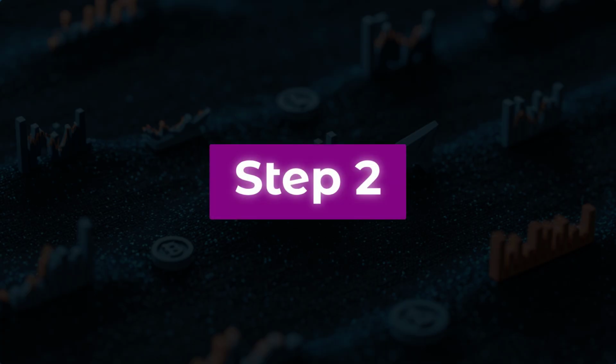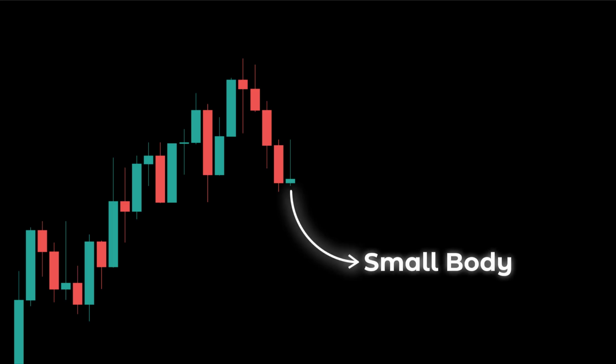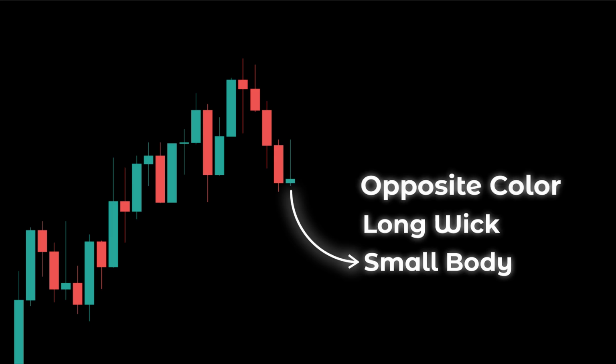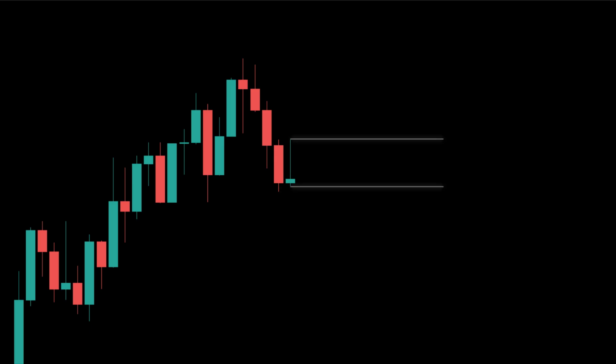Step 2. The indecision or range candle. Step 2 is the appearance of the indecision candle. A small body, sometimes a long wick, and ideally the opposite color of the previous 3 candles. This candle shows the market pausing. After 3 strong candles, some participants try to stop the move, but once this hesitation is broken, momentum usually returns, fast and aggressive. This is why we mark the high and low of this candle. This creates our range box.